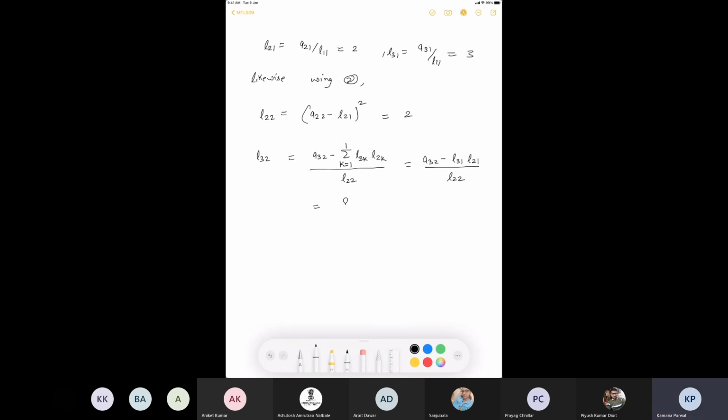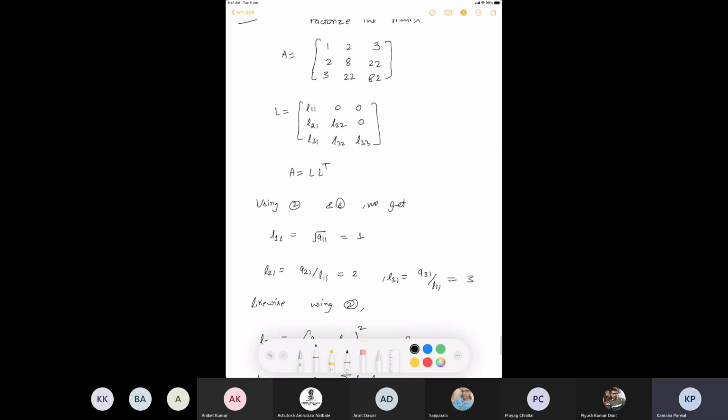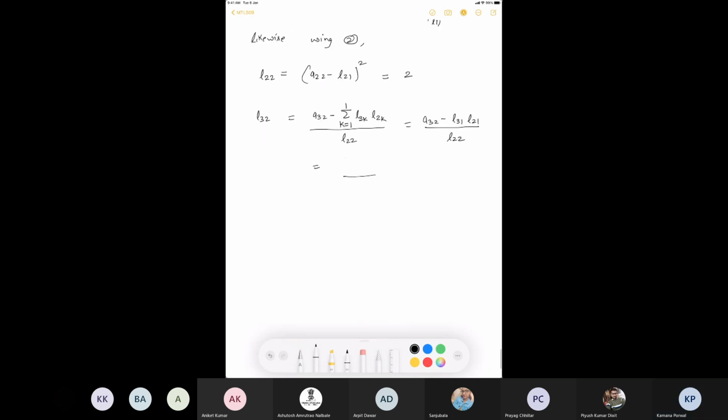So you can simplify this. So A32 is 22 minus, okay, this you can simplify and find it. What is the output of this entry? Okay, and likewise you can find L33.